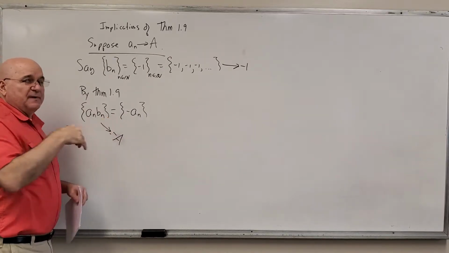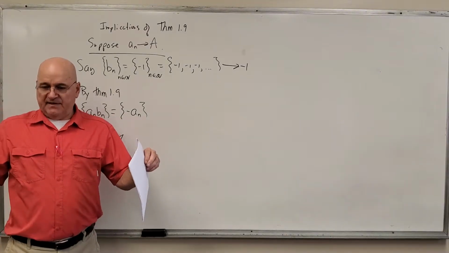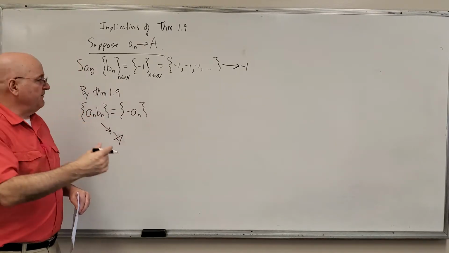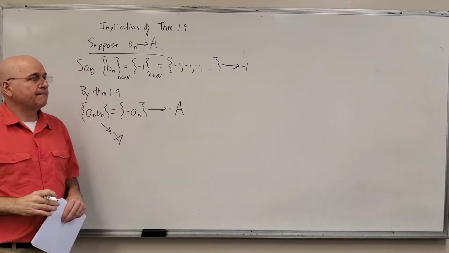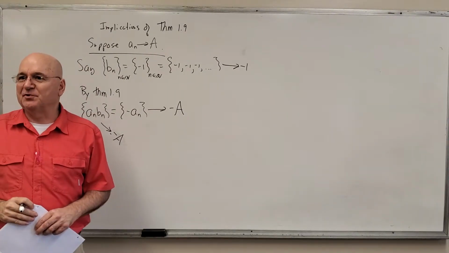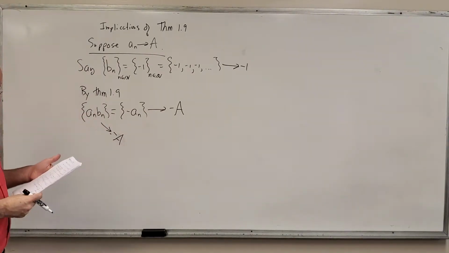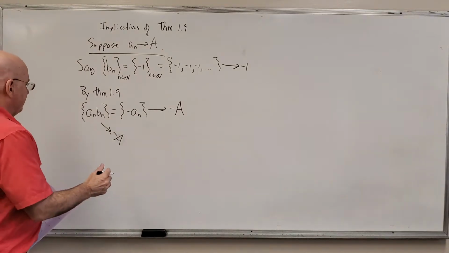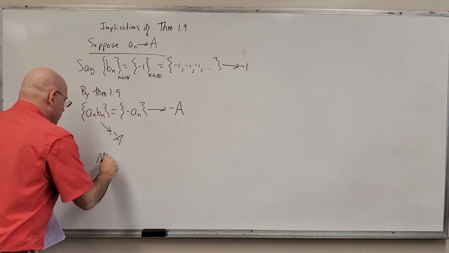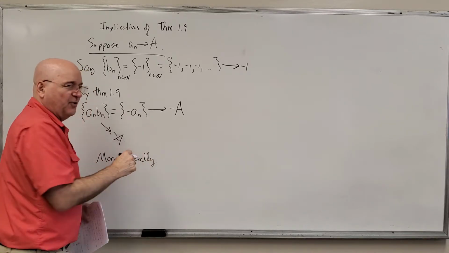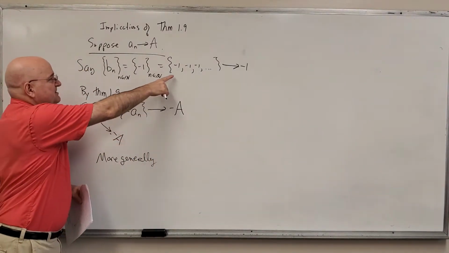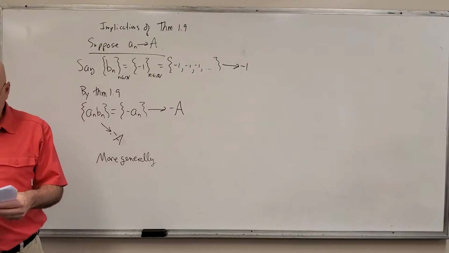So that tells us when we just take all the sequence elements, multiply them by -1, instead of converging to A, it's going to converge to -A. That makes sense. That would be a very simple proof as well. But more generally than that, that's going to work for not just the constant -1 sequence.